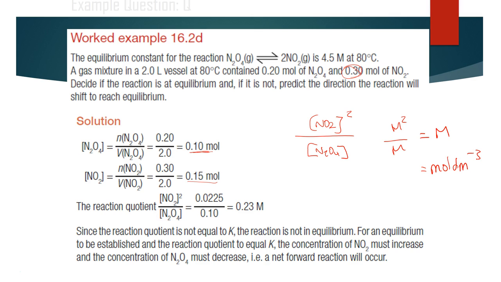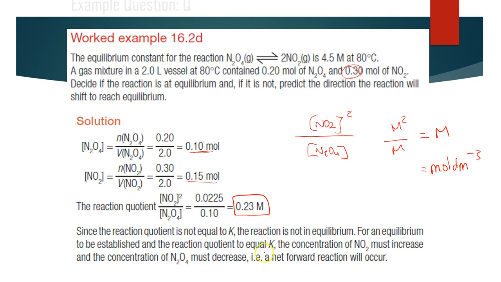Okay, so if we have a look at this, this is Q because we knew it wasn't at equilibrium. It says it's at 0.23 molar, and our equilibrium constant is different. We have to decide whether it's going to move towards equilibrium or away from it, and in what direction. For that we need the value of K, which we were given in the previous one.